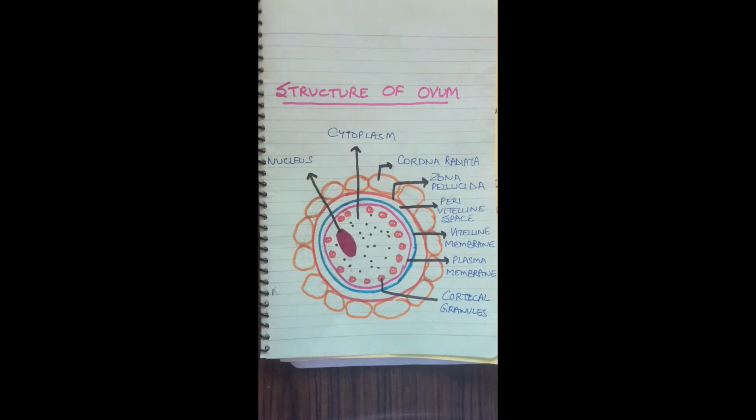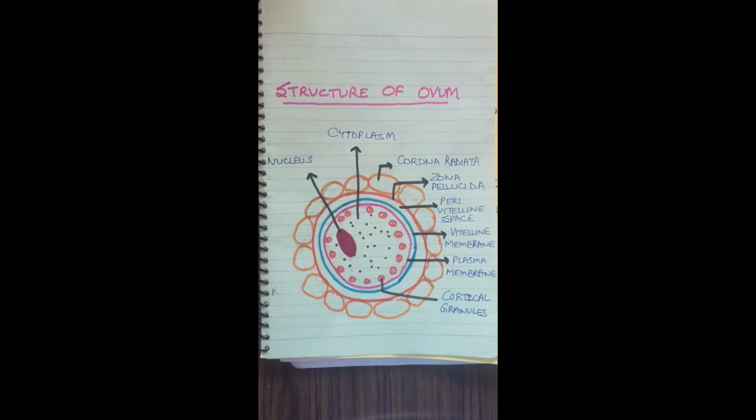Dear students, till now we have discussed gametogenesis, that is a pre-fertilization event, spermatogenesis in males and oogenesis in females. Now before taking up the gamete transfer, let's talk about the structure of an ovum. This is the diagrammatic view of the ovum.